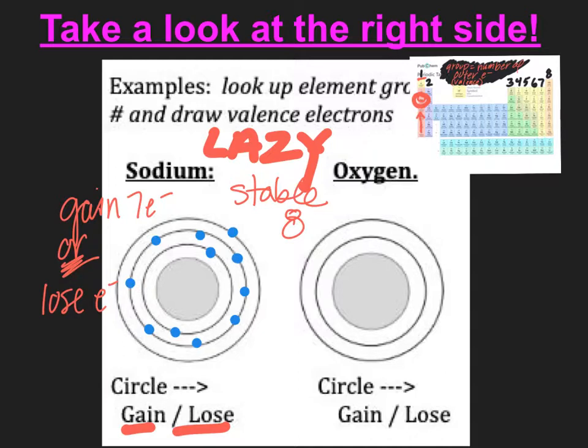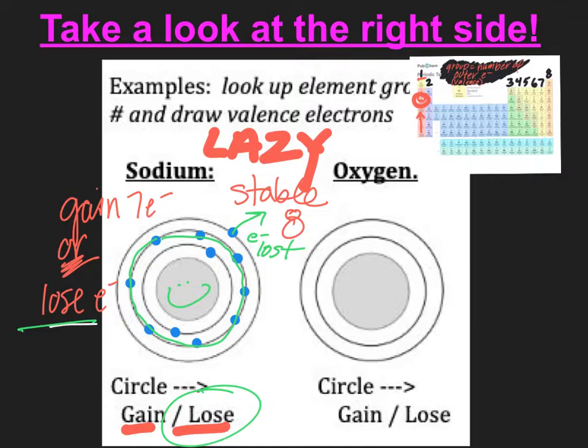So again, here are the choices: to either gain 7 electrons or lose 1 electron. And because atoms are lazy, they will do the easiest thing possible, which in this example is to lose 1. So this electron gets removed from the atom, electron lost, and the sodium now becomes happy and complete with that full outermost shell, the second shell now being 8.